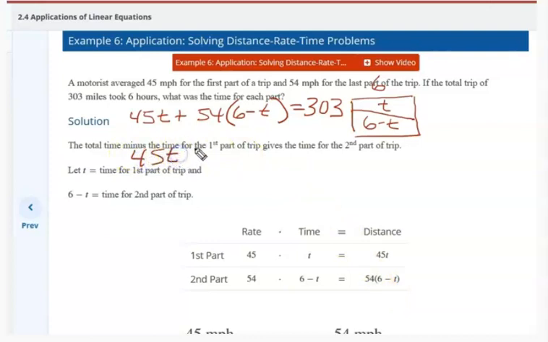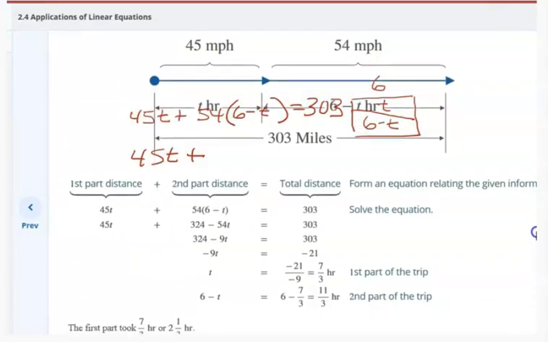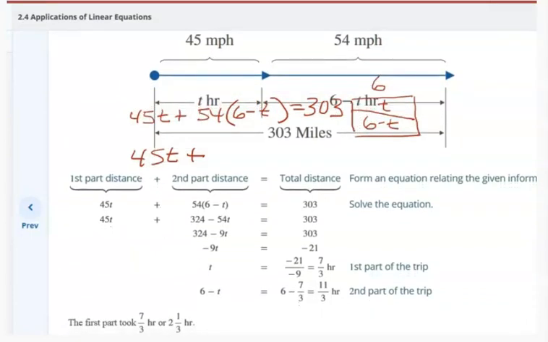So in solving it, let's solve this one too. 45t plus, and we have to do this multiplication, and since there I have it done here, I can use their calculations too. I won't have to get my calculator out. That's going to be 324 minus 54t equals 303.